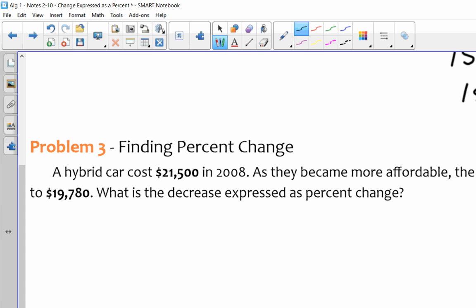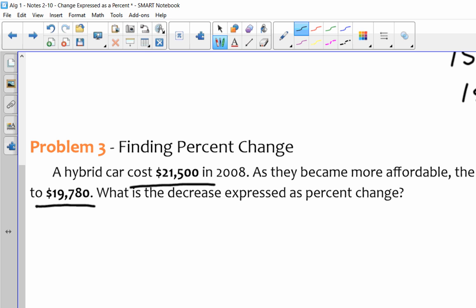A hybrid car costs $21,500 in 2008 when they were first coming out. But as things changed and parts got easier and they understood how to make the car more efficient, the price actually dropped to that much. Maybe people weren't buying hybrid cars that much, so maybe they felt if they dropped the price, people would buy them. I don't know.